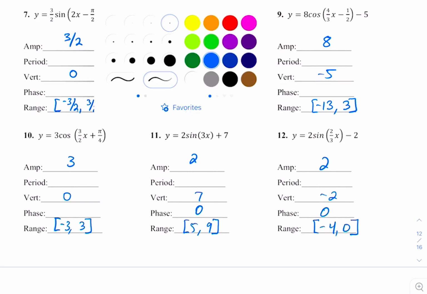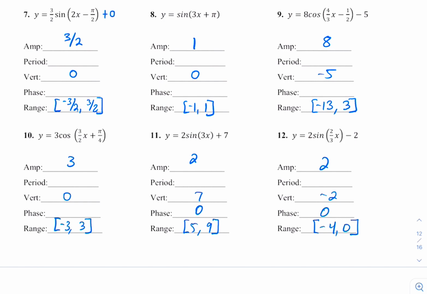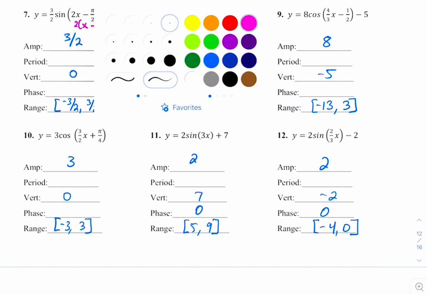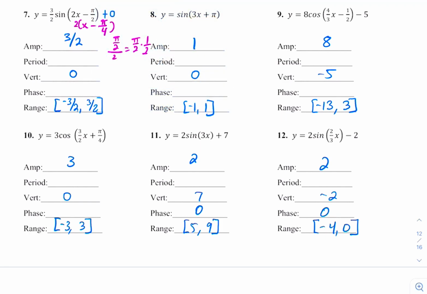Okay. All right, now before I can find the phase shift for the rest, I'm going to have to do that factoring step. So for this one, we have to factor out a 2 because that's what's in front of our x value. So when we do that, we're taking whatever this number is divided by the number in front. So this will be pi over 2 divided by 2, which means that I'm really doing pi over 2 times 1/2. So this is going to give me pi over 4. So that means that my phase shift will be positive pi over 4.